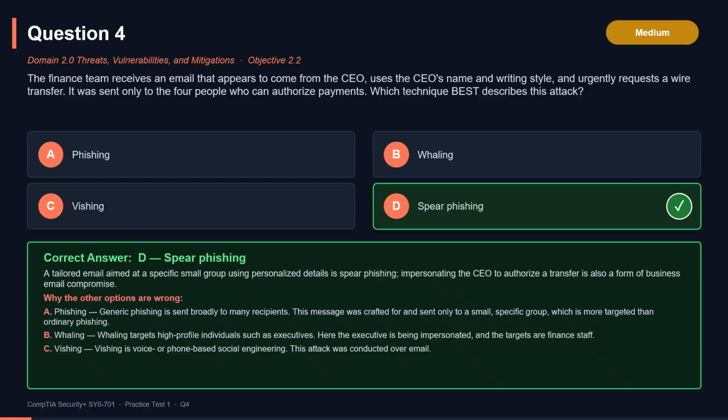Now, why the other options are wrong? Phishing is incorrect. Generic phishing is sent broadly to many recipients. This message was crafted for and sent only to a small, specific group, which is more targeted than ordinary phishing. Whaling is incorrect. Whaling targets high-profile individuals such as executives. Here, the executive is being impersonated, and the targets are finance staff. Vishing is incorrect. Vishing is voice or phone-based social engineering. This attack was conducted over email.